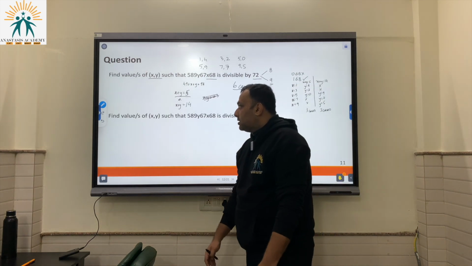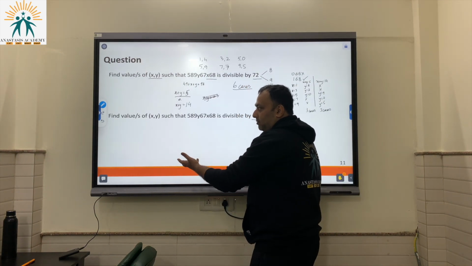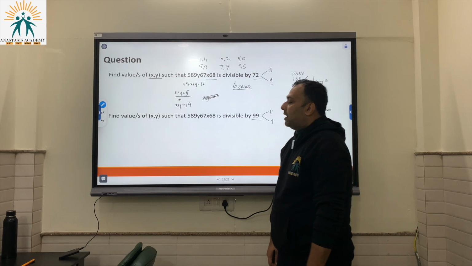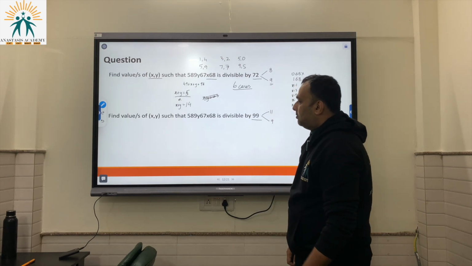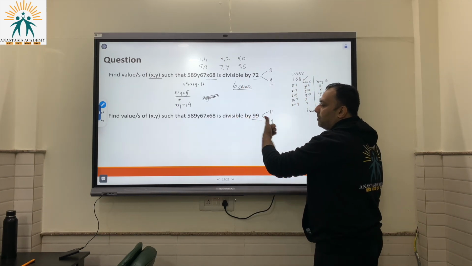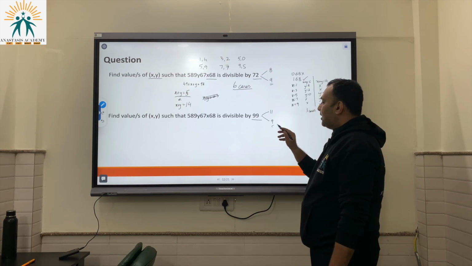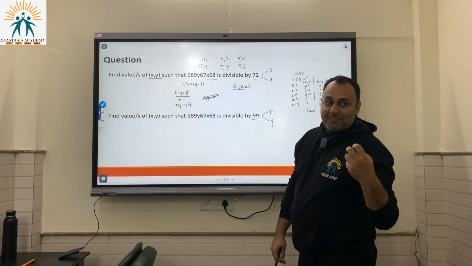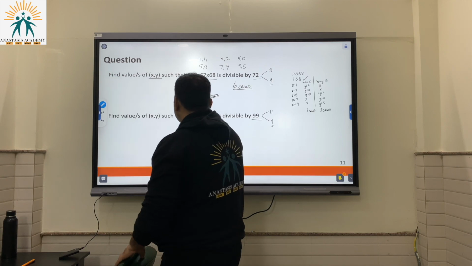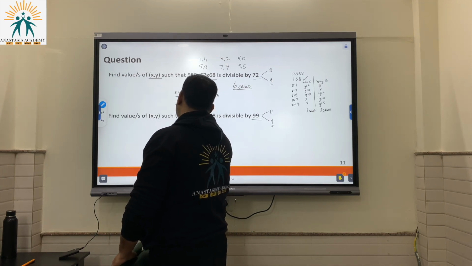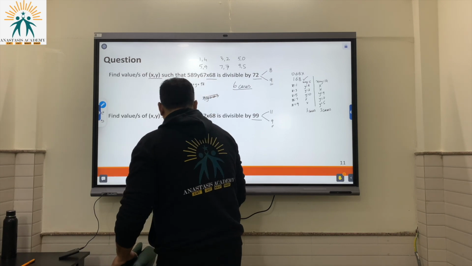Why this is wonderful is now when we come to the second version, second question on the page, find the value or values of x, y such that the same number as the previous one is divisible by 99. The working for 9 is already done. We don't need to do new work. We already have this result, x plus y is equal to 5 or x plus y is equal to 14.